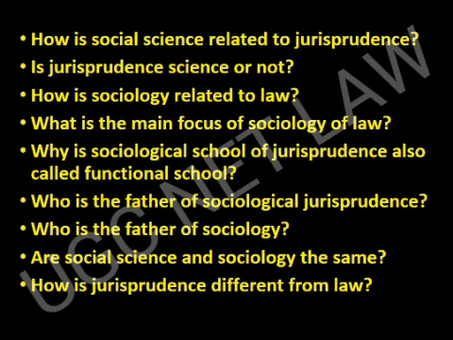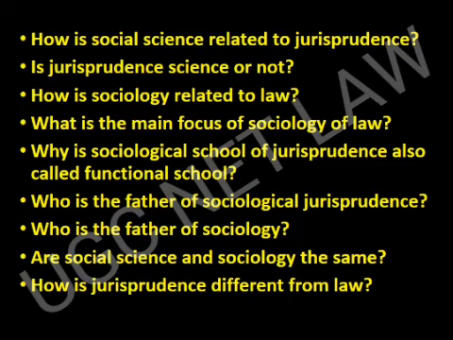Why is the sociological school of jurisprudence also called the functional school? Because sociological jurists describe the perception of the law in a different way, like the functional aspect of law, or defining the law in terms of courts, rulings, and decisions with the realistic approach of law. That's why it's called the functional school.